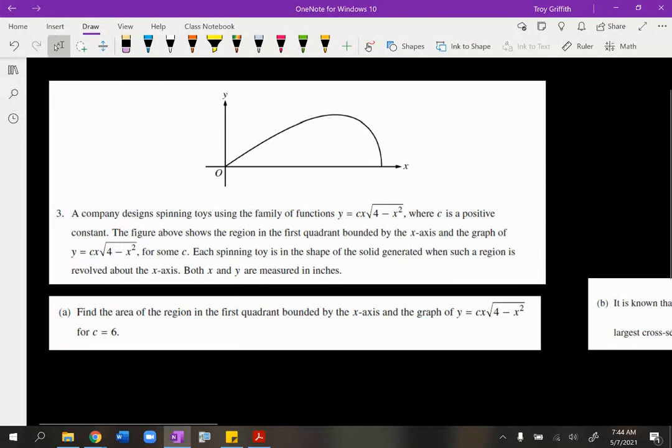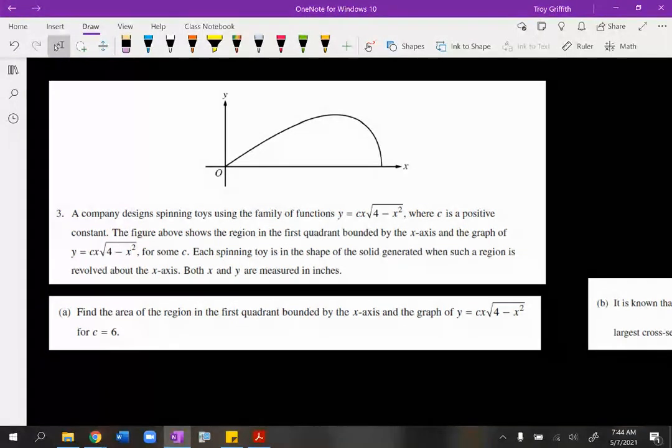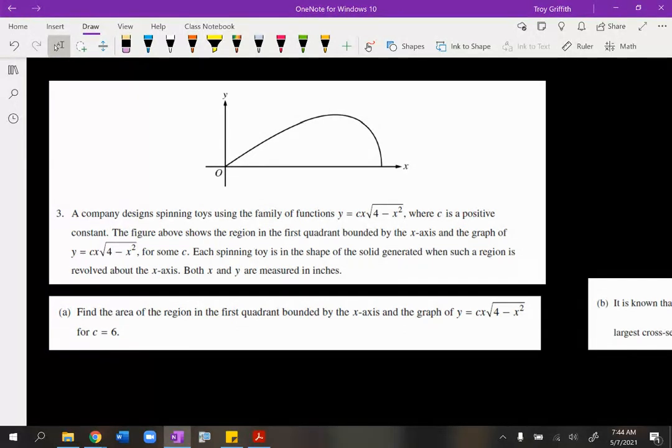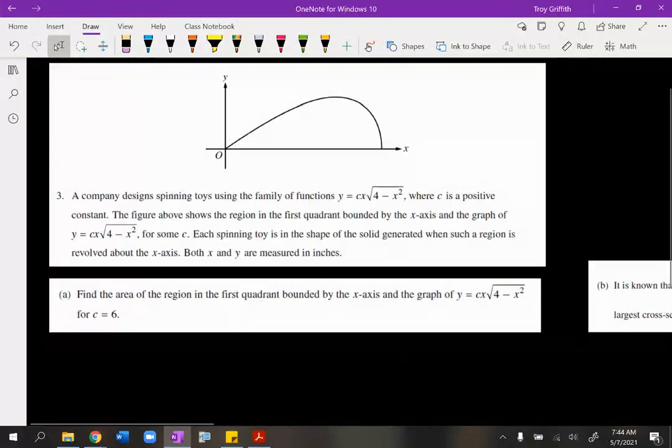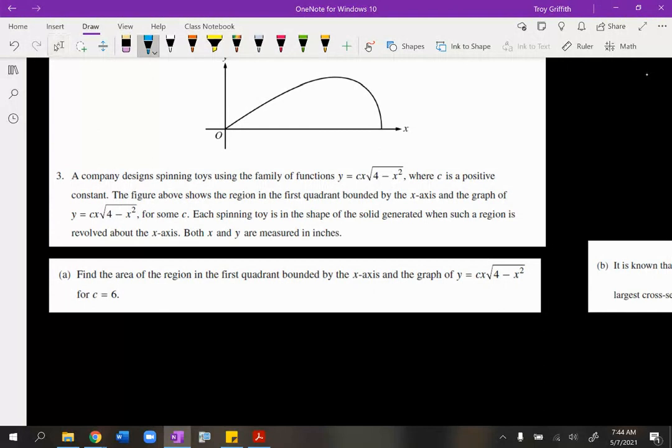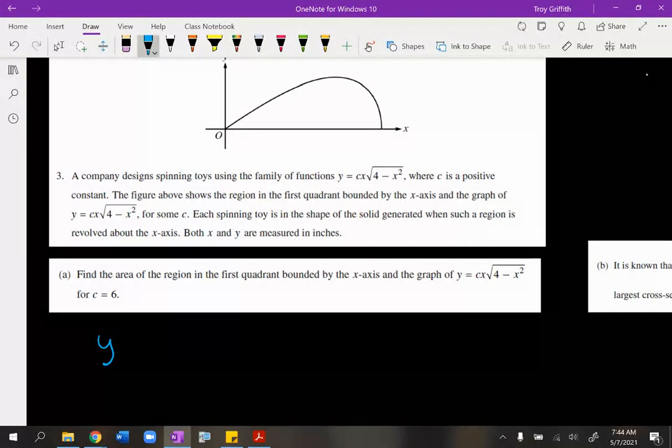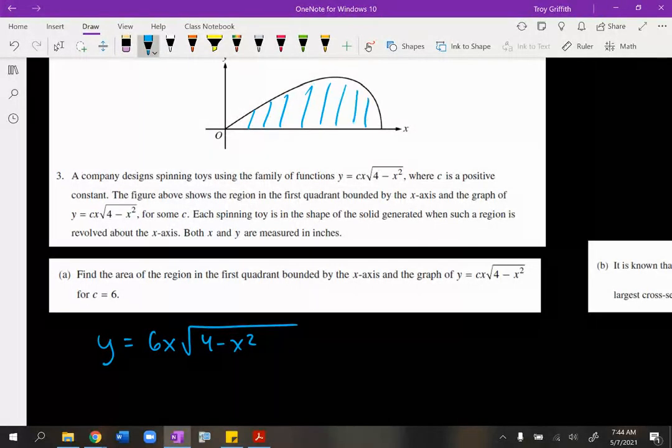So it says, first of all, find the area of the region in the first quadrant bounded by the x-axis and the graph of y equals c times x times the square root of 4 minus x squared for c equals 6. So essentially what they're saying is for this problem, we have this function, and we want to find the area that's bounded by the x-axis and this graph. Okay, so that would be essentially this area right here.